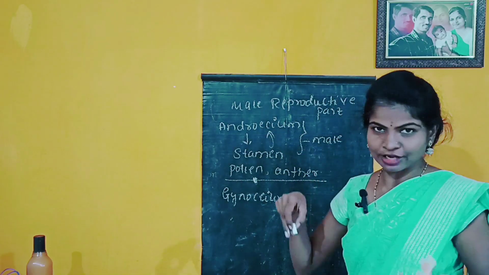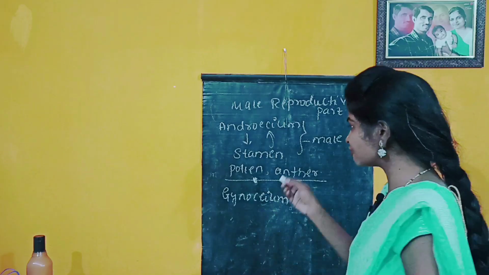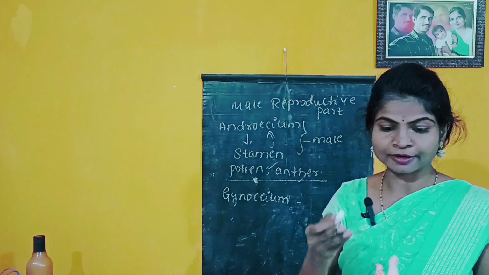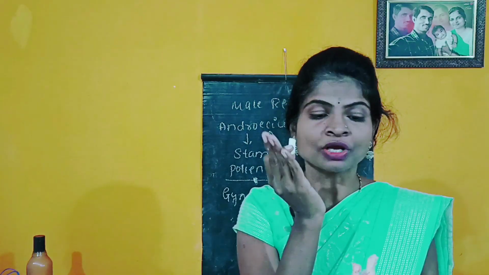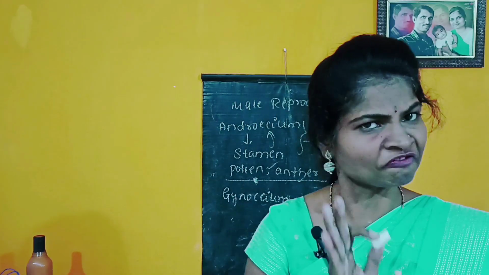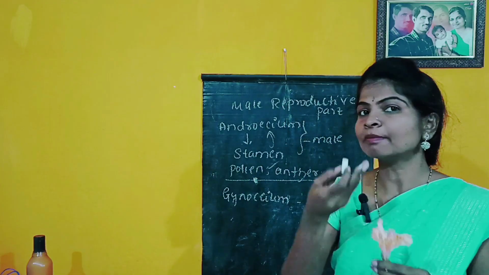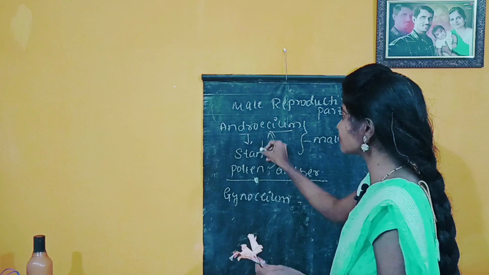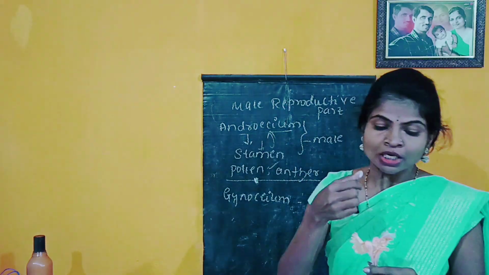What are the contents of the androecium, or the stamen? The pollen grains, anther as well as the filament. The pollen grains are attached to the anther, and the anther is attached to the filament. And what is the male reproductive part? The male reproductive part is nothing but the androecium or the stamen. Okay.